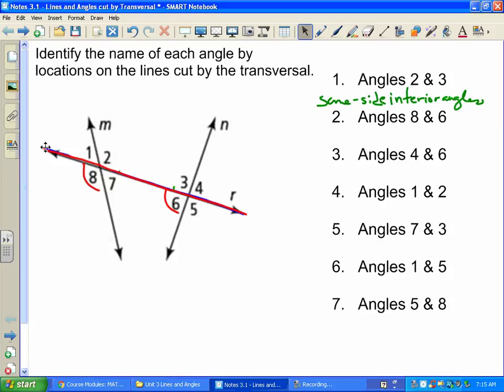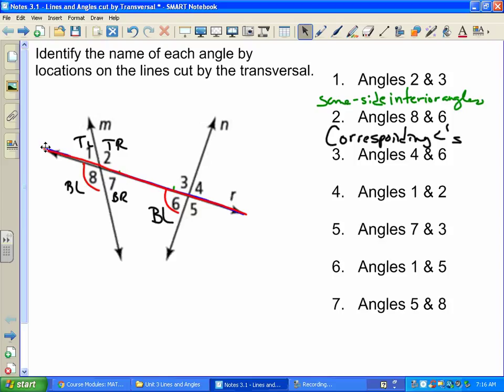If you look at this first intersection and think of it as top right, top left, bottom right, bottom left, 8 is in the bottom left. And so is 6. 6 is in the bottom left. They're both in the same position within those 4 angles at the intersection. So if each intersection has an angle in the same position, that is called corresponding angles.